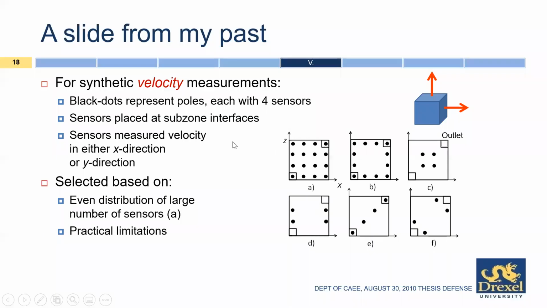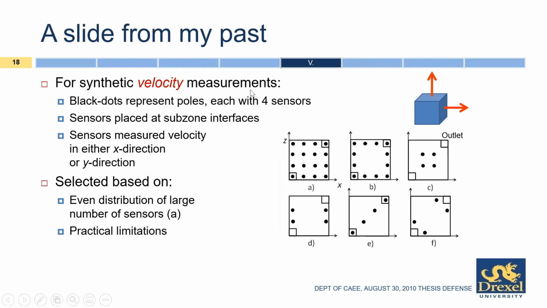All right, so here is a slide from my past. It is from my thesis defense. Now, don't look at it too long, your eyes might hurt. But I was trying to show my thesis committee that each of these black dots represented a vertical pole where there was 4 sensors, and that each of these sensors measured directions in 2 directions, X and Y. And we chose these sensor locations based on evenly distributing the sensors, but also where they might actually physically be.